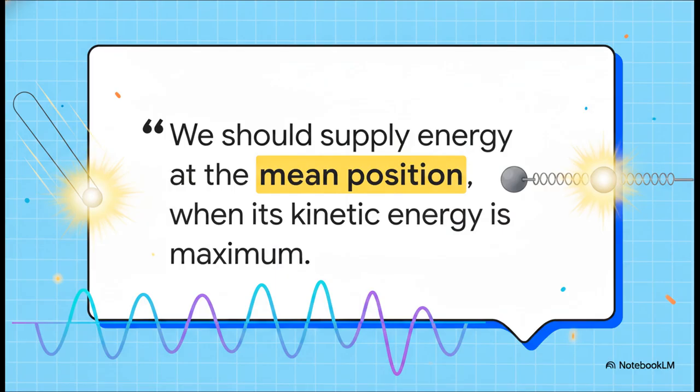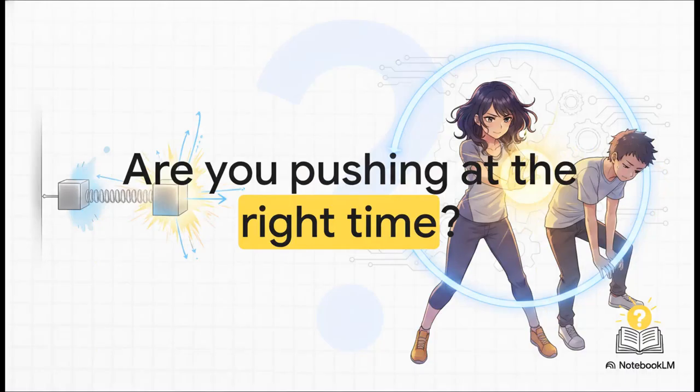Supplying energy right at that stable center ensures the particle gains exactly the right amount of energy to compensate for the total frictional loss it's going to experience swinging from one end to the other. You have to match your force to the moment of peak momentum. Which brings us to our final takeaway. Physics is telling us something pretty profound here. To efficiently sustain a repeating cycle against the friction of reality, you don't just apply force randomly. You apply it at the mean position, when momentum is highest.